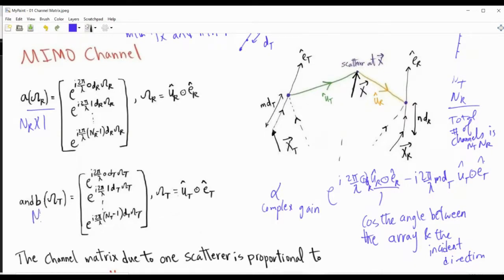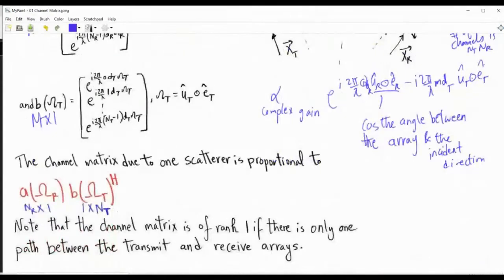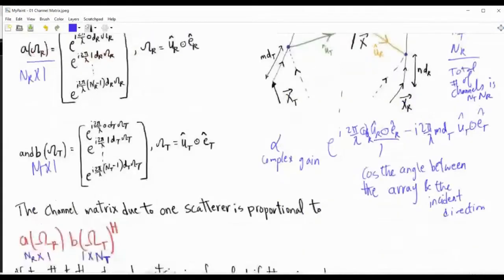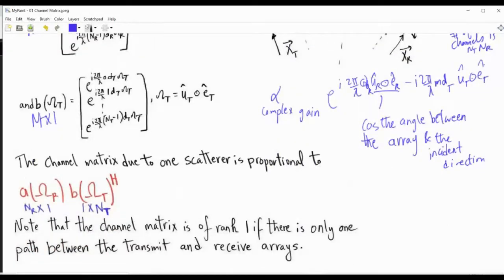And this b vector is t by 1, and you go here the index from 0 to NT minus 1. And the channel matrix is again proportional to the outer product. So it is A multiplied by B Hermitian, and so you get a matrix NR by NT. But what is the rank of the matrix?